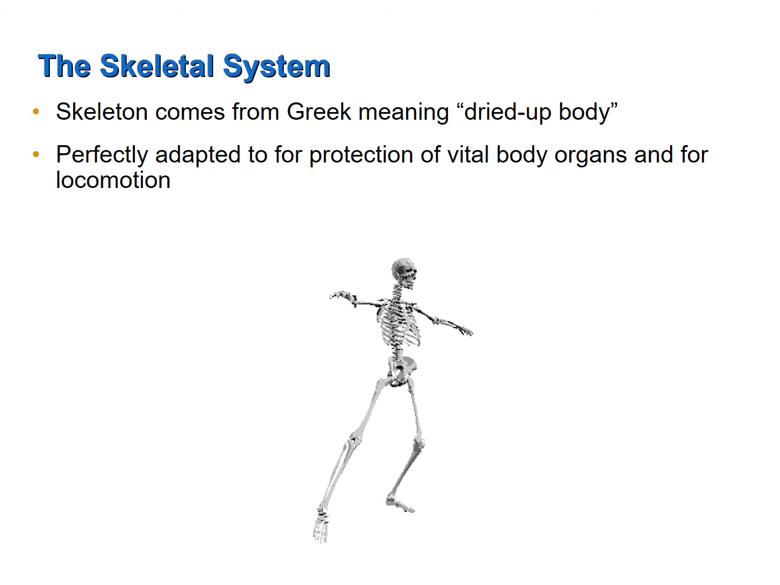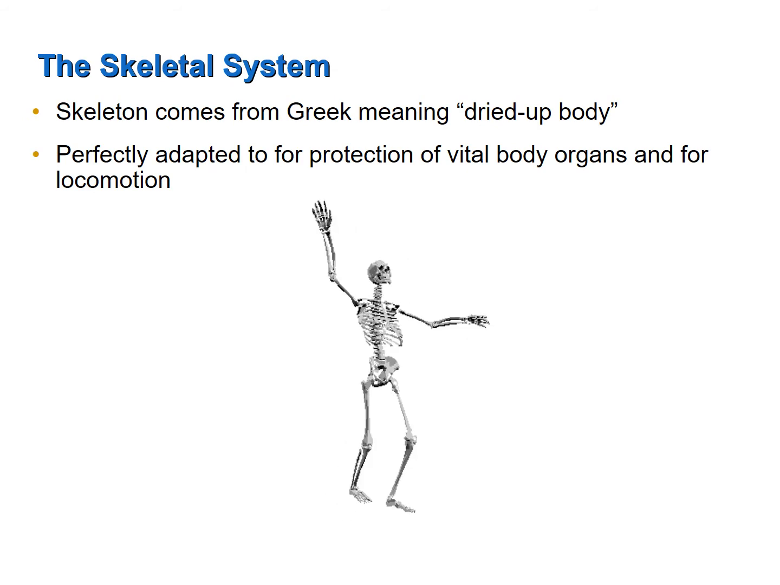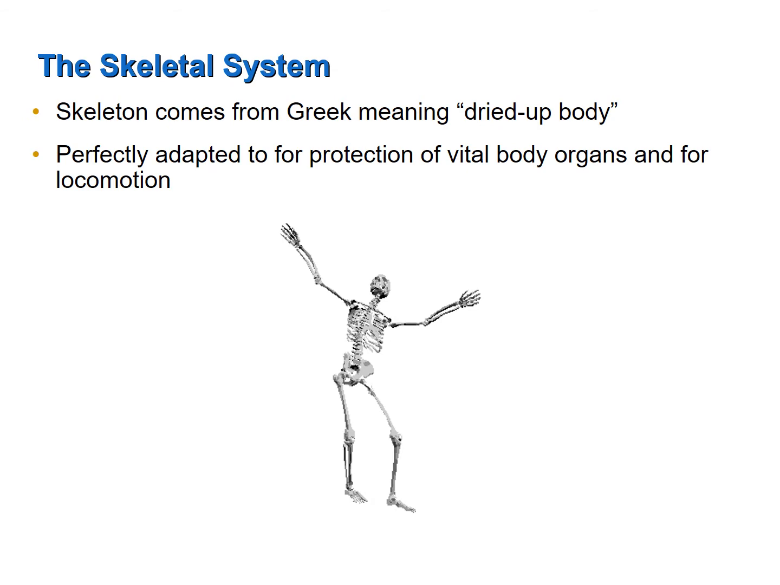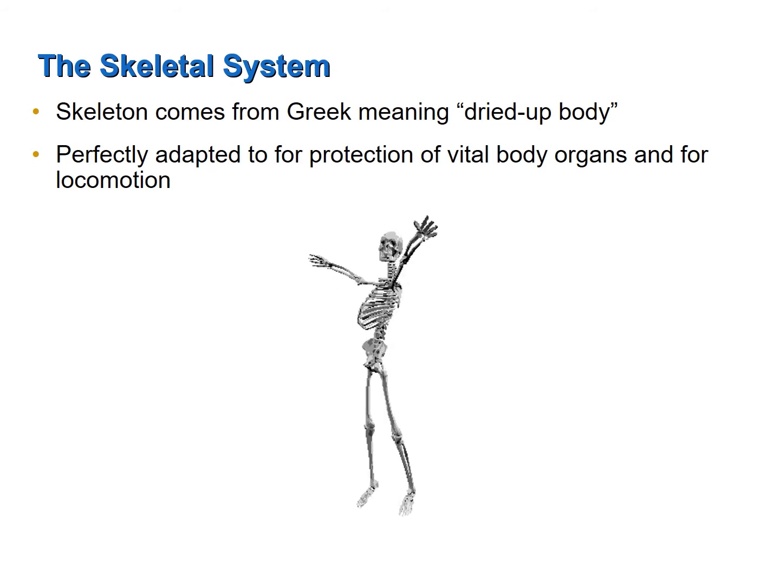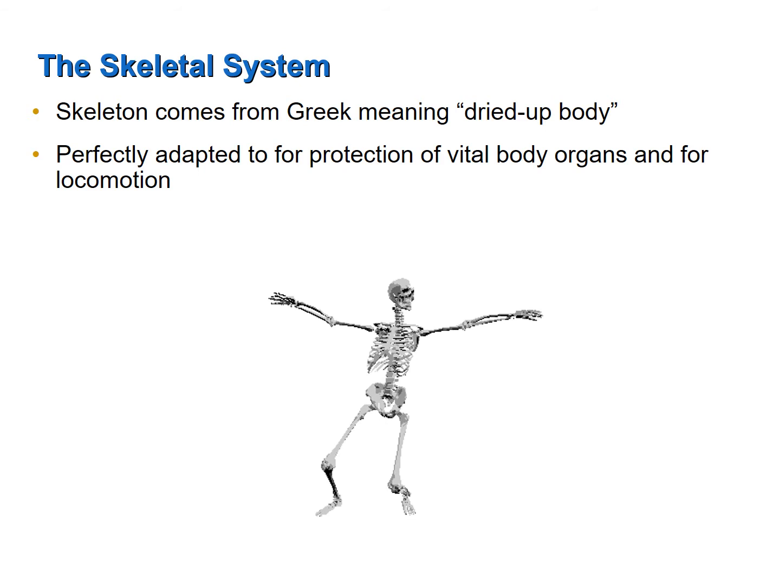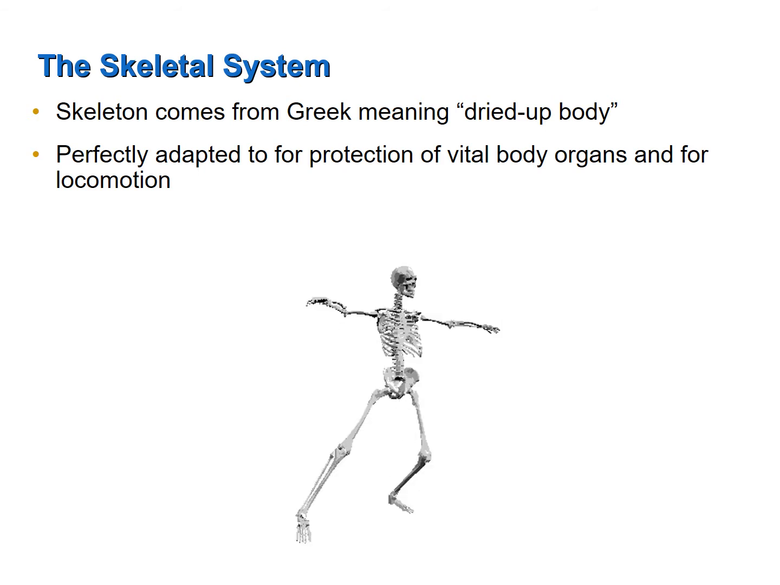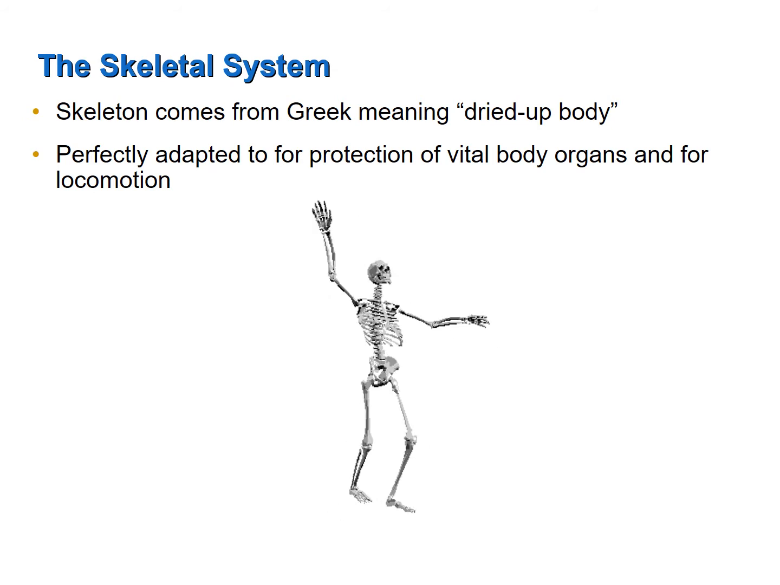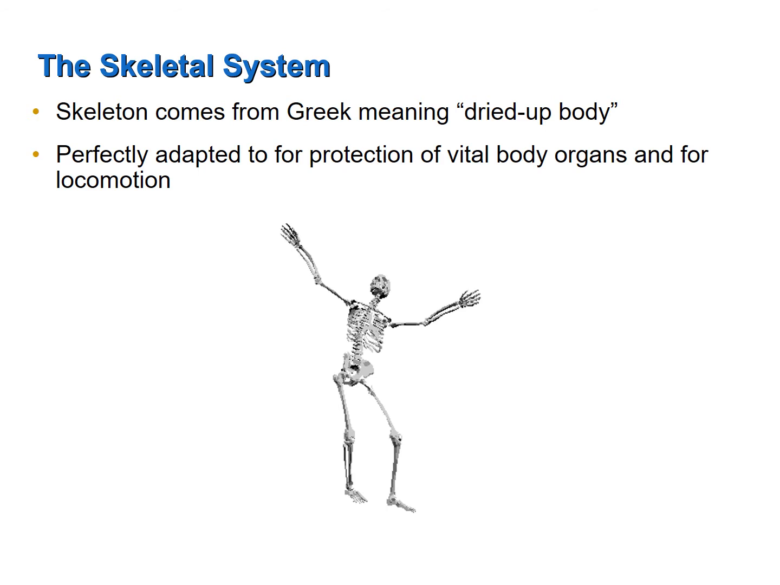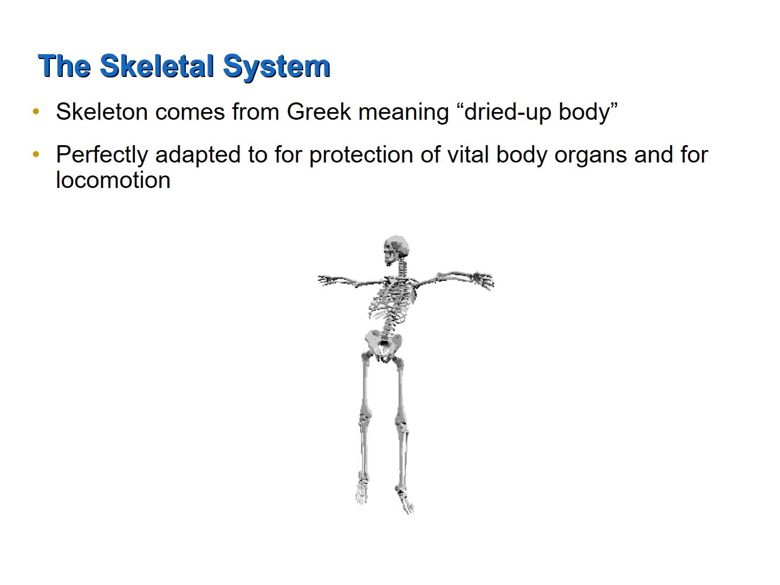Here you have an organ system that is responsible for protecting essential organs of the body: your brain, your spinal cord, your heart, your lungs. And therefore, it has to be very hard and rigid. At the same time, it has to be flexible, and simultaneously, it also has to allow for locomotion.